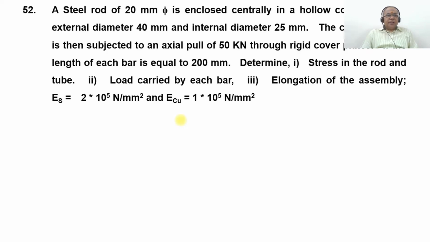In this video, we are going to take up one more problem on composite materials. The problem reads as: problem number 52, a steel rod of 20 mm diameter is enclosed centrally in a hollow copper tube of external diameter 40 mm and internal diameter 25 mm.